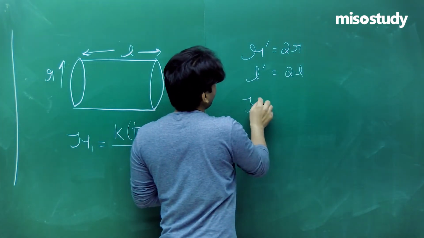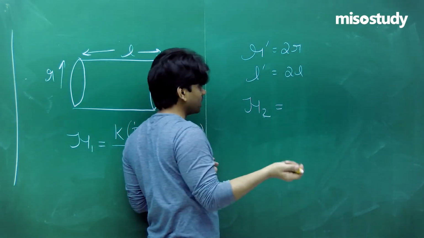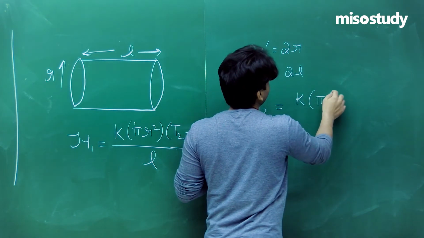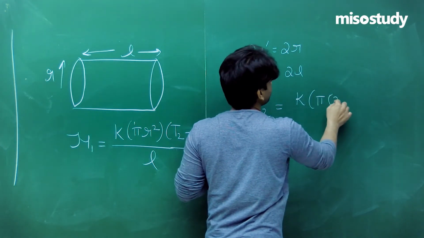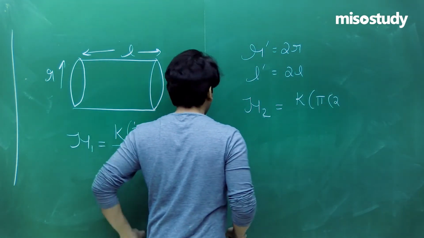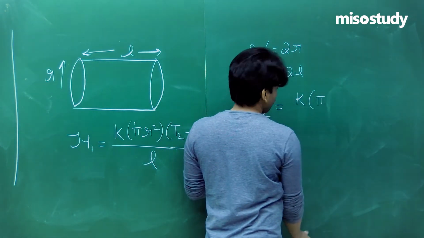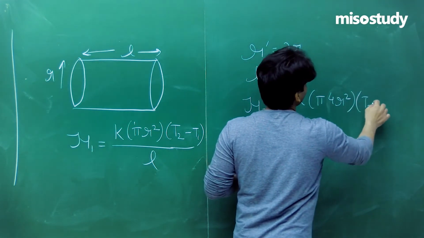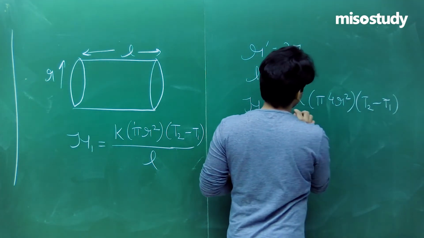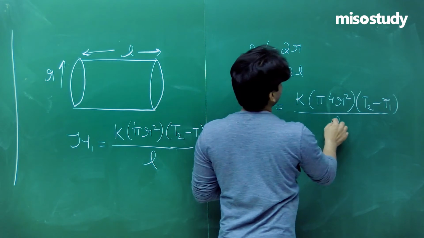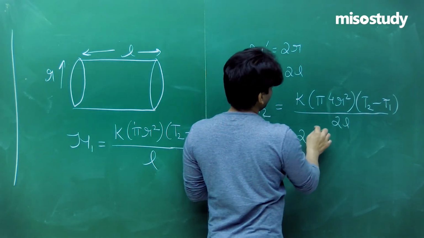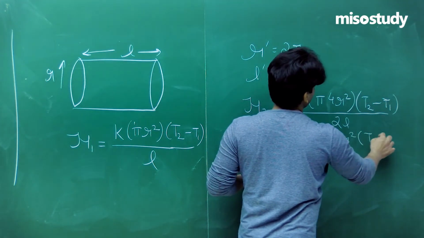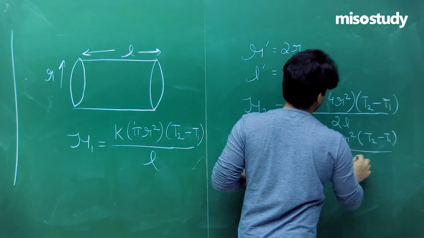So if I put in the rate of heat energy transmitted, H2, K will be the same, area will be pi into 2R whole square. That will give you 4R square. Multiply with T2 minus T1, divide by length, length is 2L. So this will give 2K pi R square multiplied with T2 minus T1 divided by L.